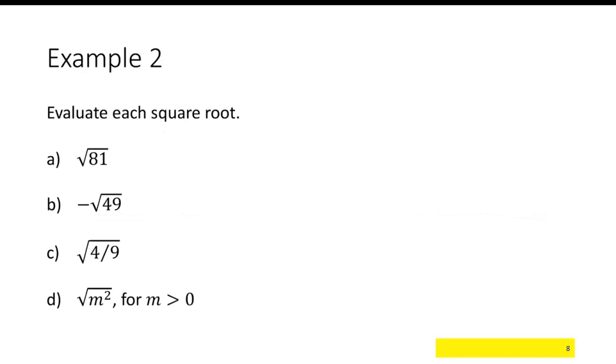So let's evaluate each square root. You can just note that this symbol, the square root itself, is the positive square root. If there's a negative in front of it, then it's the negative square root. So part A, the square root of 81 is 9. So just 9, not -9. The positive square root of 81 is 9. The negative square root of 49 is -7, since negative 7 times negative 7 is 49.